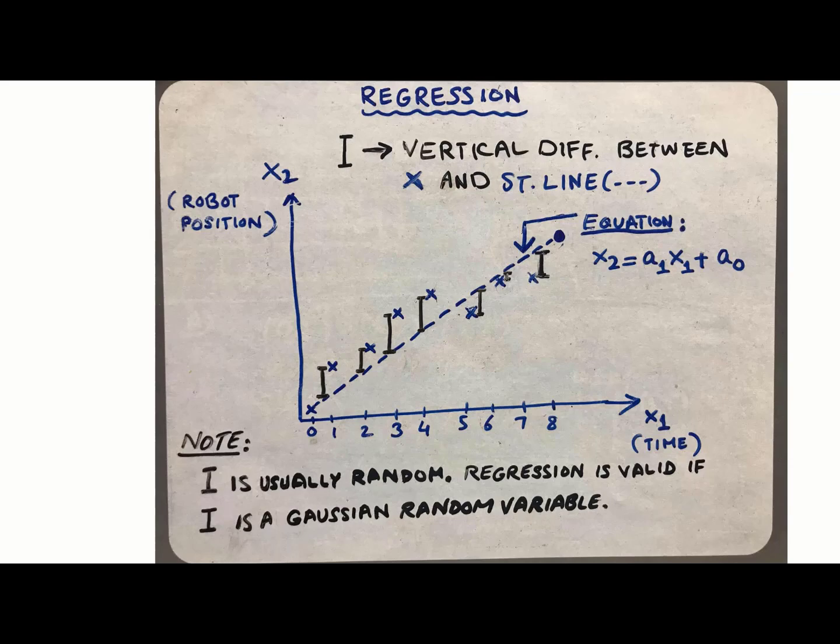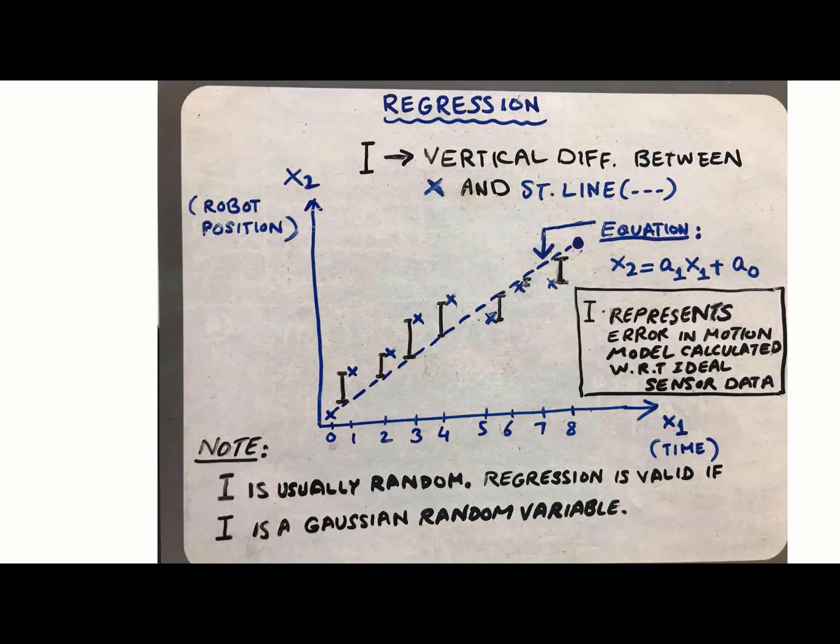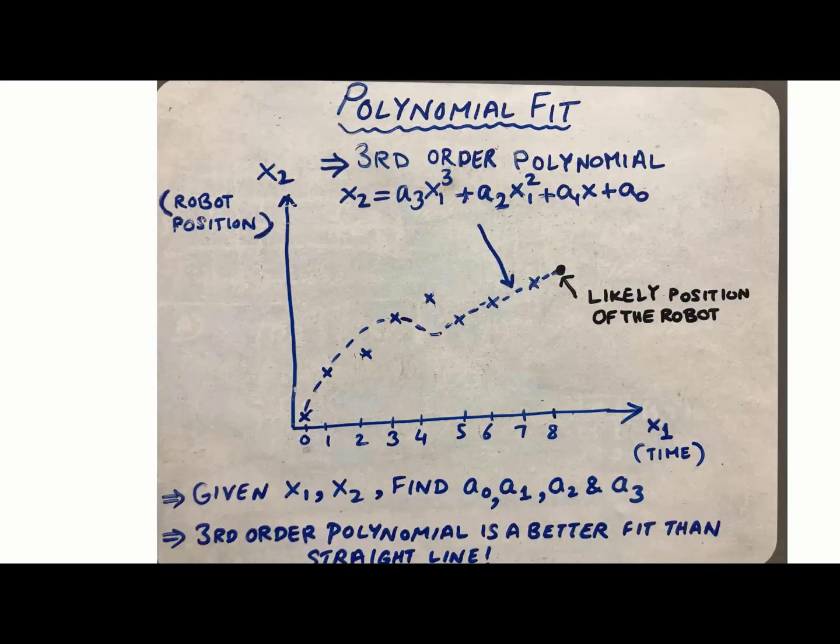And the same is the case here. The significance of this vertical error bar is that it represents error in the motion model calculated with respect to the ideal sensor data. Right? So in some sense, it is representing how closely the motion model agrees with the output of the sensor. All right, let's move on. Now, apart from a straight line, we can think about fitting a generic polynomial to the data.